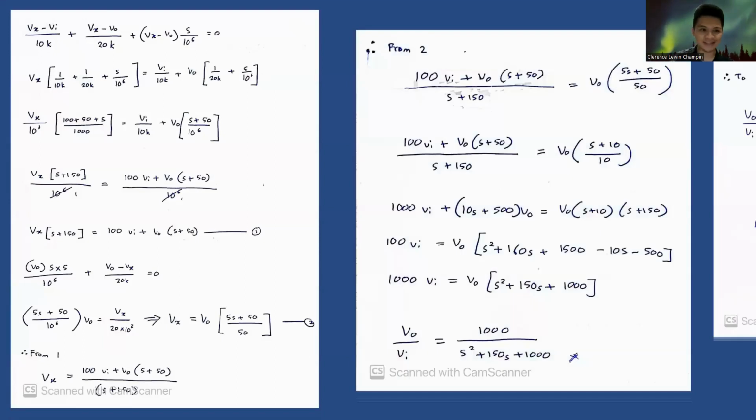So for this part, we use the Laplace transform to find and simulate the output response. So this is the first manual calculation that we did. Of course, we use the Laplace transform of the circuit.